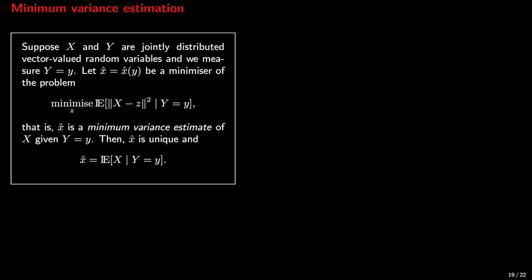We say that little x hat is a minimum variance estimate of x, given the fact that y is equal to little y. We can show that this minimizer is unique, and it is in fact equal to the conditional expectation of x, given the fact that y is equal to little y. The proof is as follows.